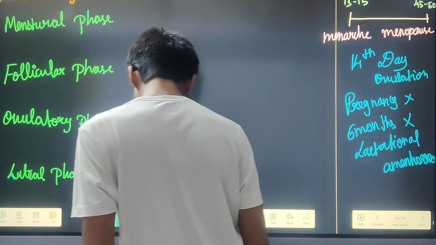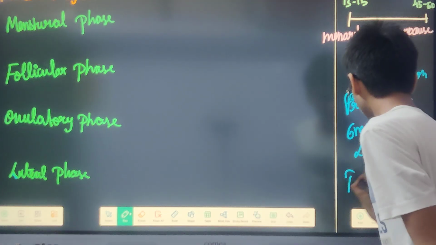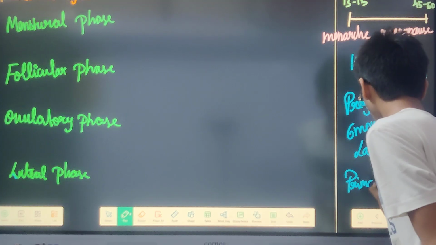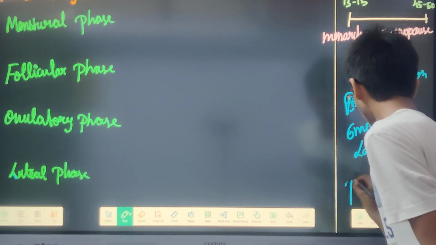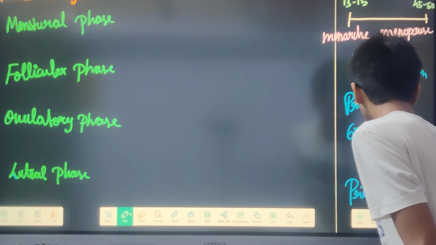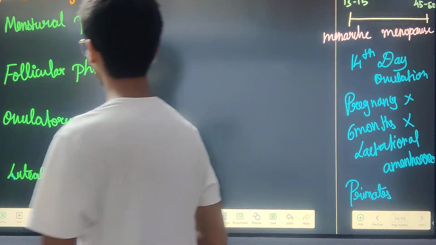Other than this, the menstrual cycle happens in primates. What are primates? Primates should be having flexible and opposing hands. They should be having well developed brains. Then they should be mammals.